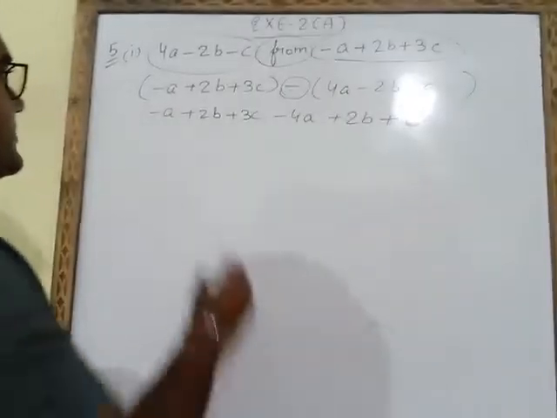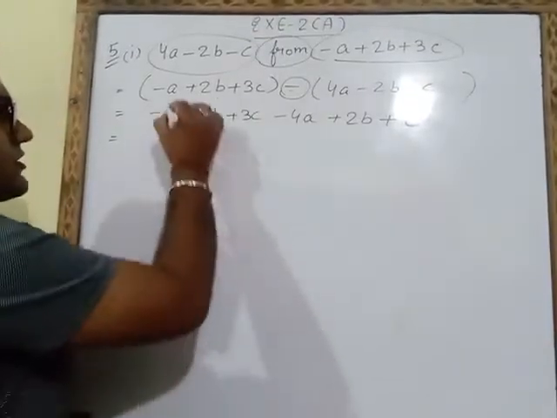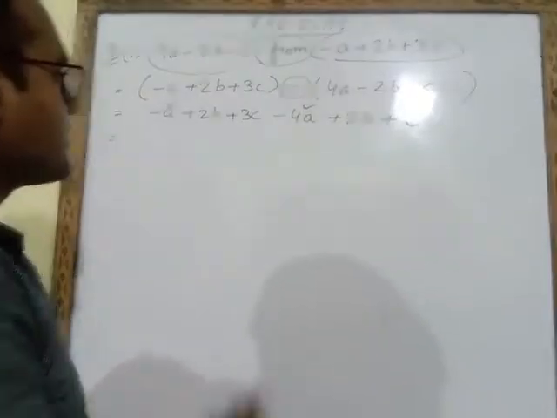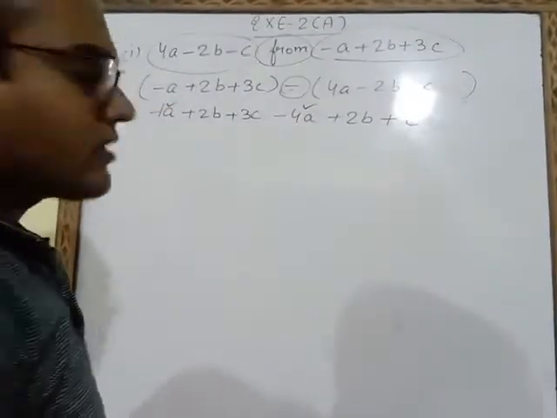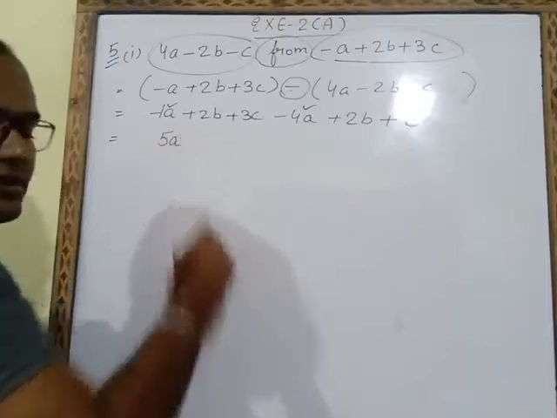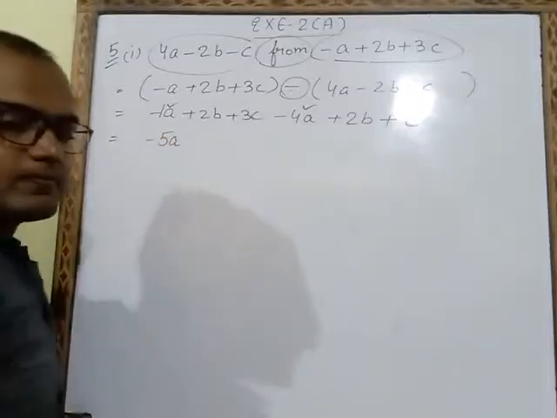Now what is the next step? We have to check the like terms. Which are like terms? This and this, these two are like terms. This is minus 1a and this is minus 4a. Minus and minus is plus, so we will add these two. 1a and 4a will become 5a, but we have to put the sign of the greater number. Which one is greater? 4 is greater, so we will put the minus sign.